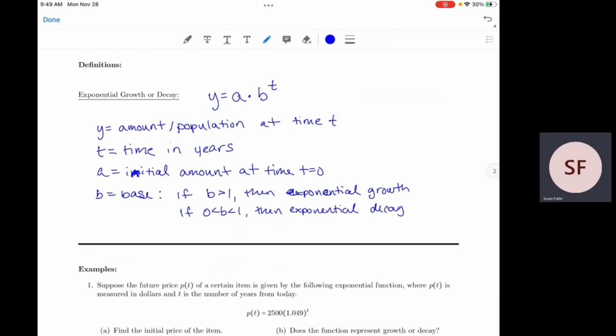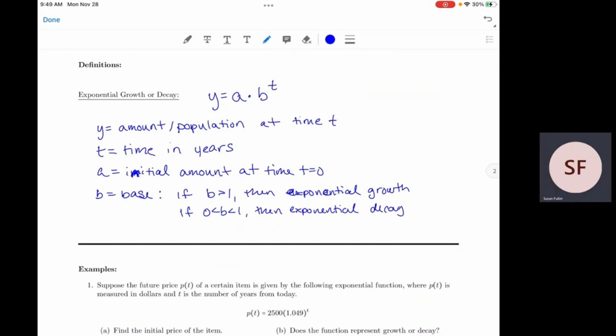So this is our basic exponential growth or decay formula. Y equals A times B to the T. Y is the amount or population that you have at time T. T is the time measured in years. A is our initial or starting amount when the time was equal to 0. And B is our base.